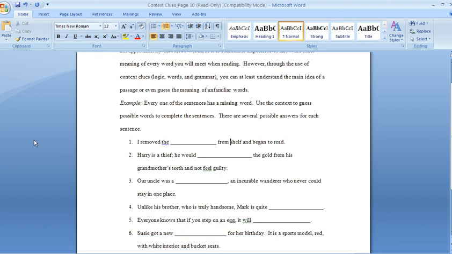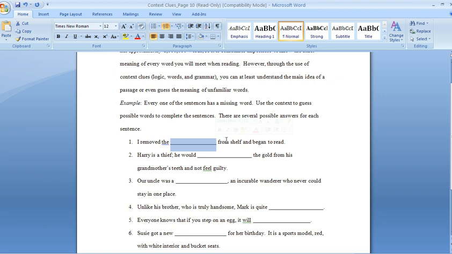Here are some examples of using context to be able to guess the meaning of a word. Here we have a missing word. So what we need to do is read the sentence. I removed the blank from the shelf and began to read. Well, we know because of the grammar that this word has to be a noun.